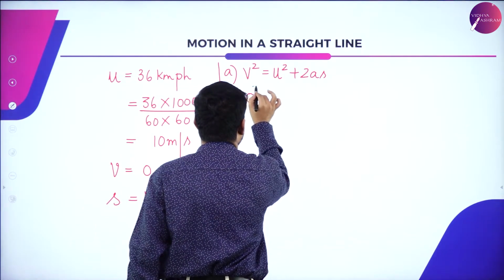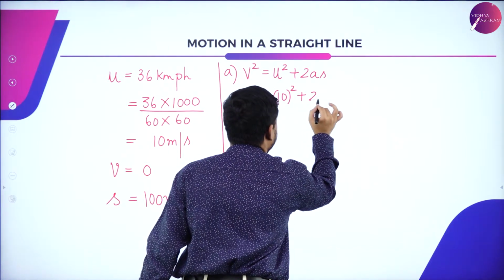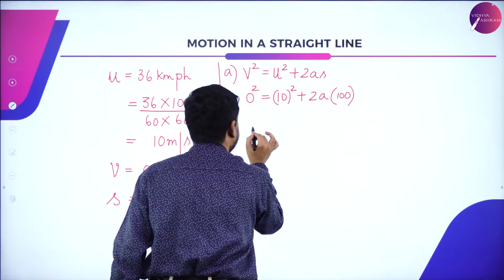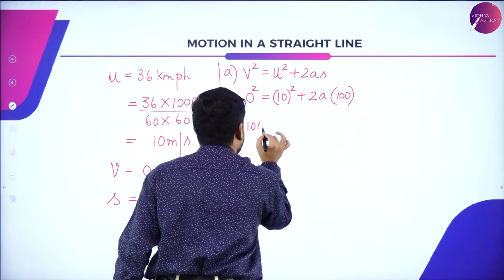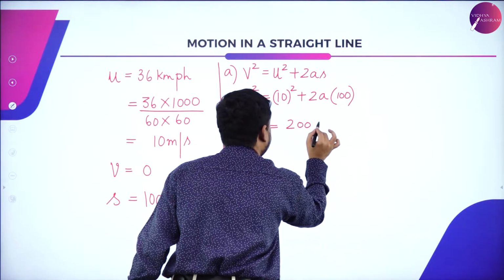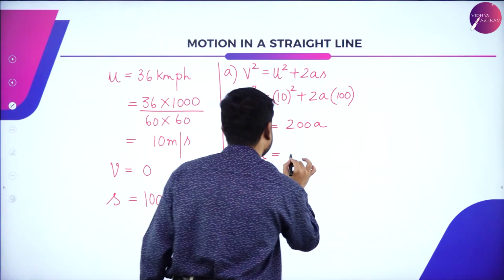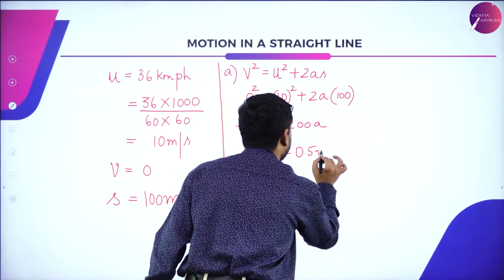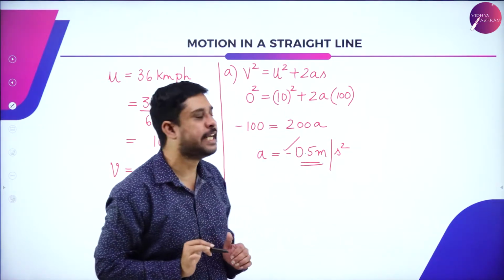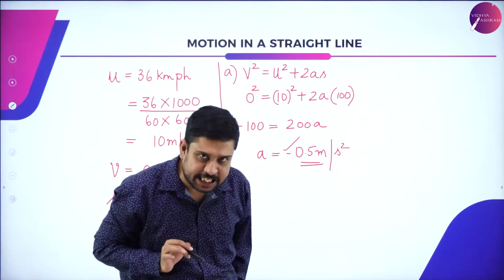v square, final velocity is 0. 0 equals 10 square plus 2a into 100, or minus 100 is 200a, or a is minus 0.5 meter per second square. So very clearly, because of this negative sign, we conclude that it is retardation.